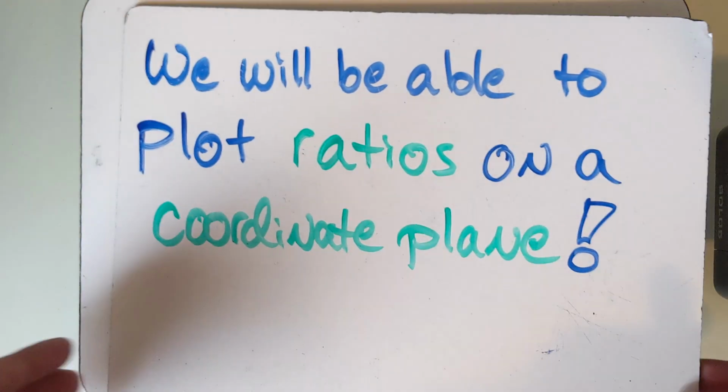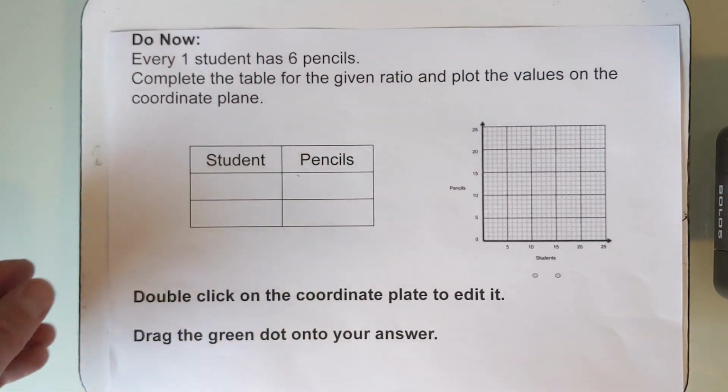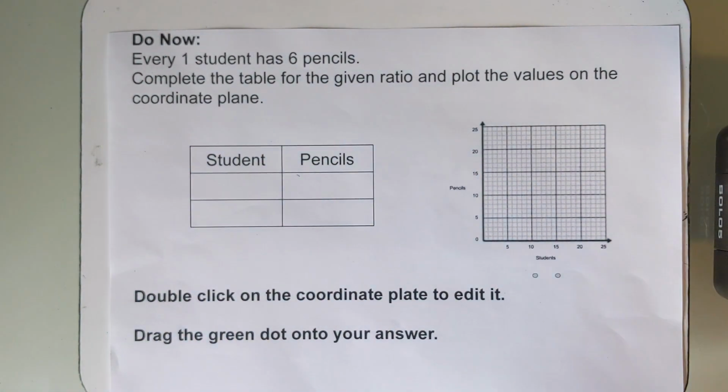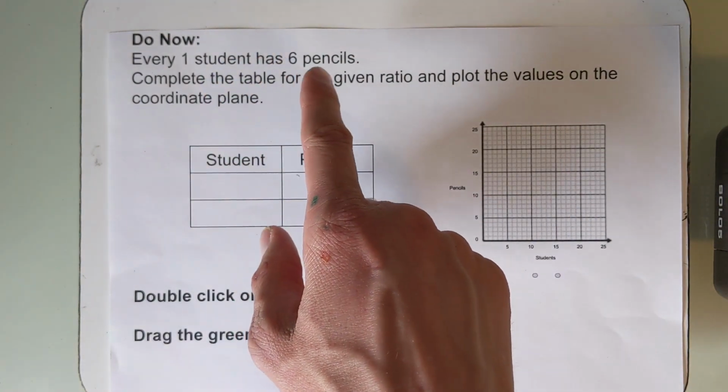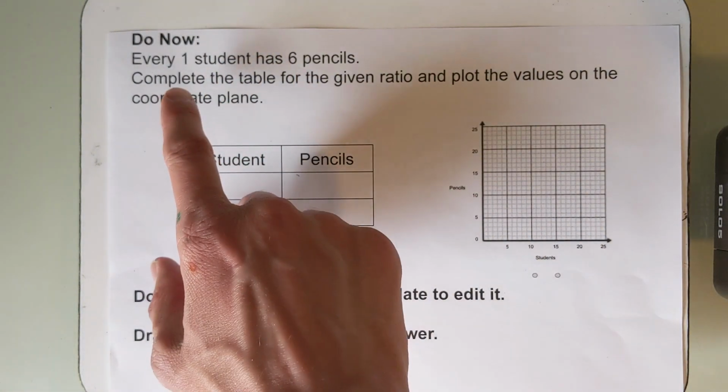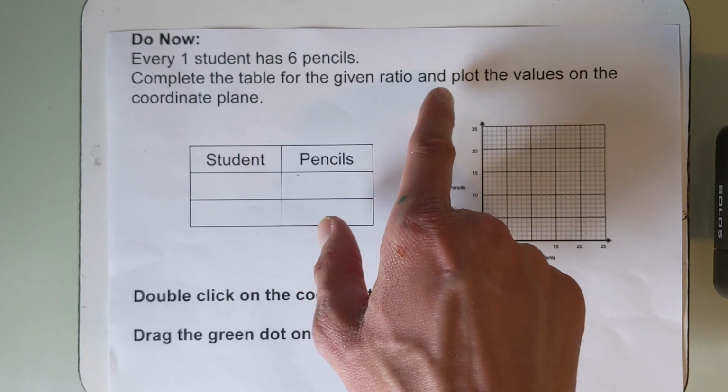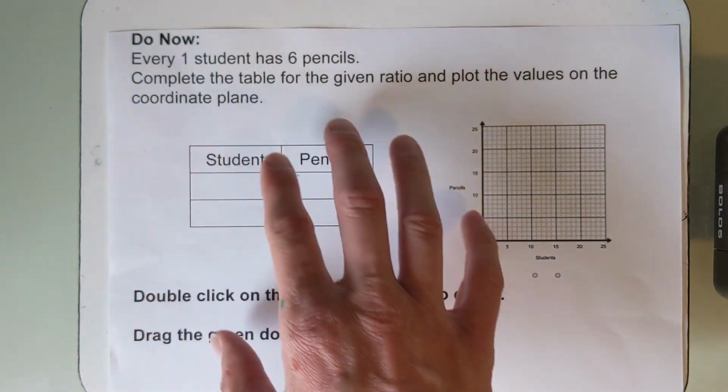Let's go ahead and take a look at our do now. Our do now today is a little bit different than it usually is. It says, every one student has 6 pencils. Complete the table for the given ratio and plot the values on the coordinate plane.